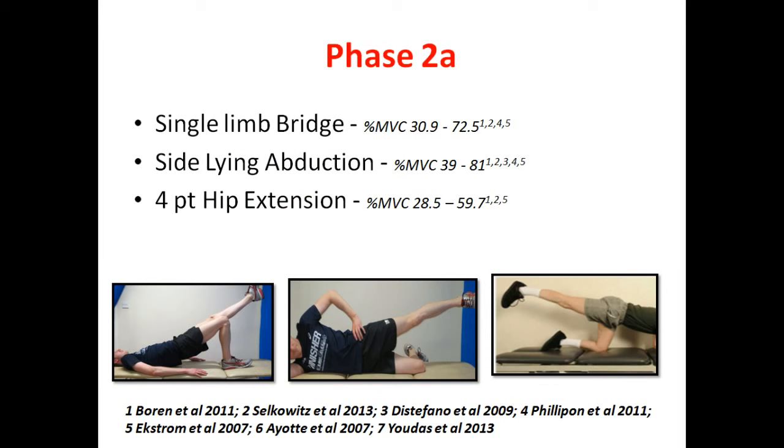In the next phase, I have split it into two. 2A, which is mainly mat based. So as you can see from the exercises, it's a progression from the previous ones. The single leg bridging will need more core control than the normal bridge, and the side lying abduction involves a long lever. And another useful exercise is the 4-point hip extension.